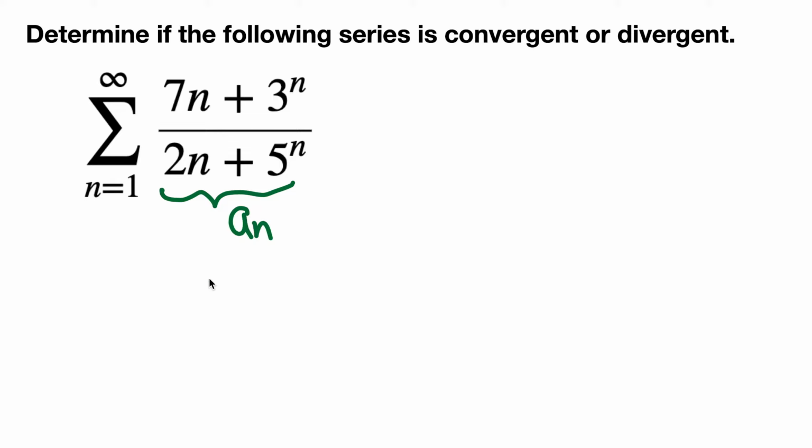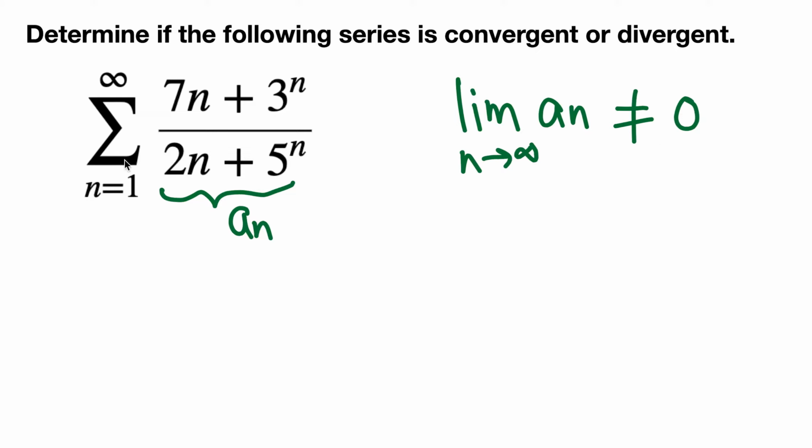We always check whether it diverges by finding the limit of a_n when n goes to infinity. If this is not equal to 0, then the series diverges. But if this limit equals 0, it does not mean the series converges. It can be anything. But we want to test this because it is short and easy.